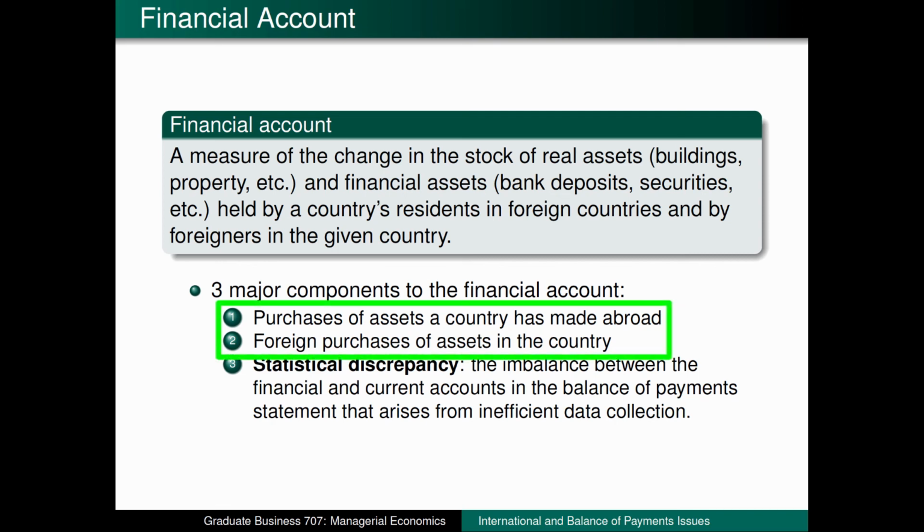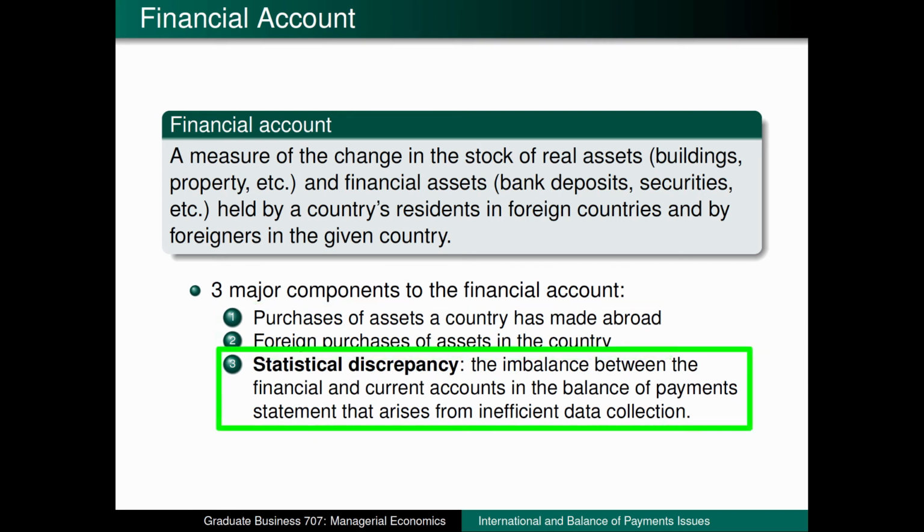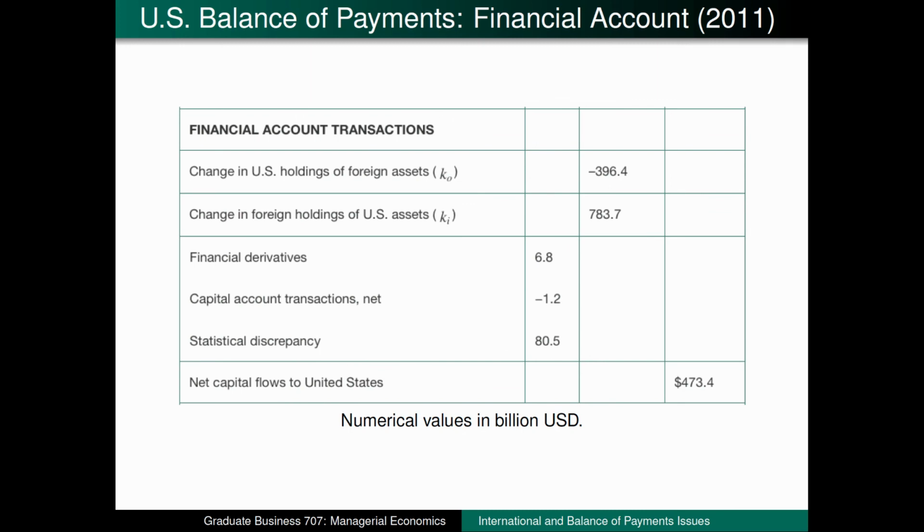First, we incorporate the purchases of physical assets like buildings and properties, but also financial assets like bank deposits or bonds. Finally, we can see that there's a statistical discrepancy line item which accounts for the measurement error that we talked about in the previous slide. This table shows us the numerical values of the U.S. financial account in 2011. First, notice that there was a lot more foreign money coming in to buy American assets than American dollars used to buy foreign assets.